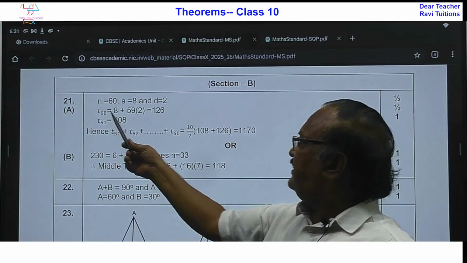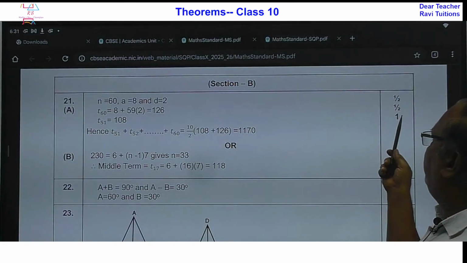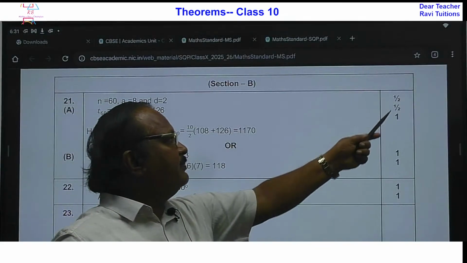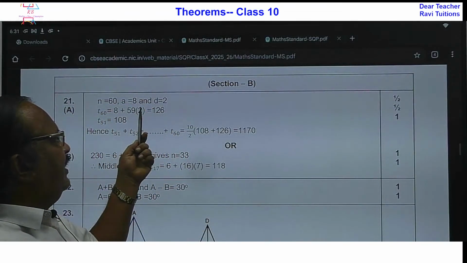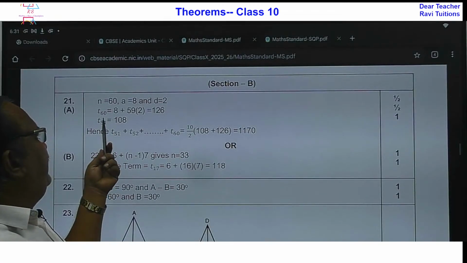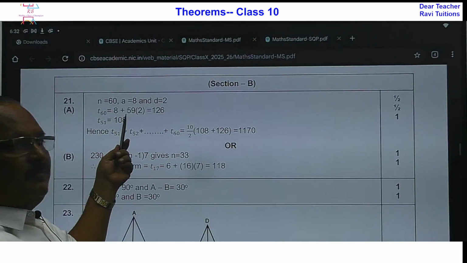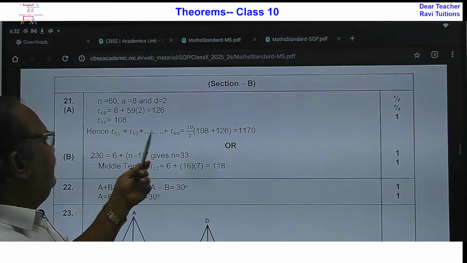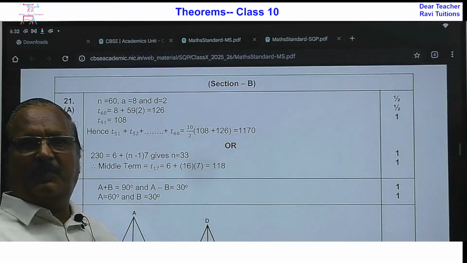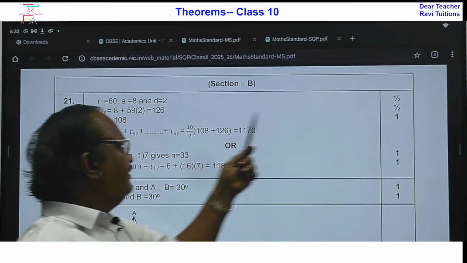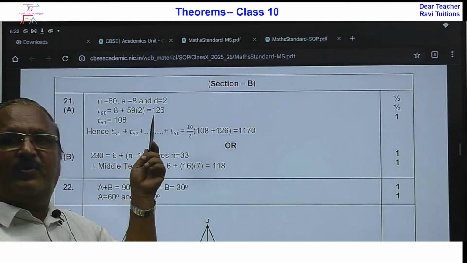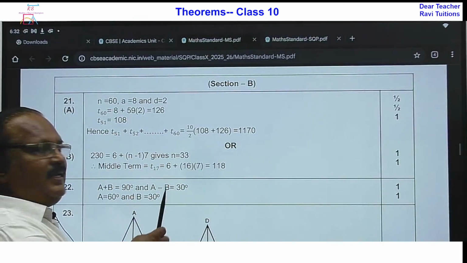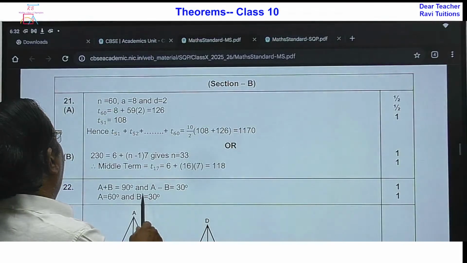If you just see here, half mark, 1 mark. So this is how CBSE awards the marks. If you write the data, half mark. If you substitute the data in the formula, half mark. And if you write the conclusion and everything, you will get 1 mark. So how the 2 marks are divided for your answer is given. So it is very, very important to look at the answer scheme.